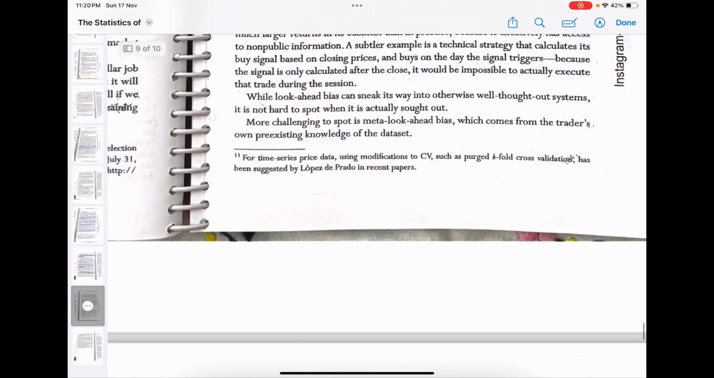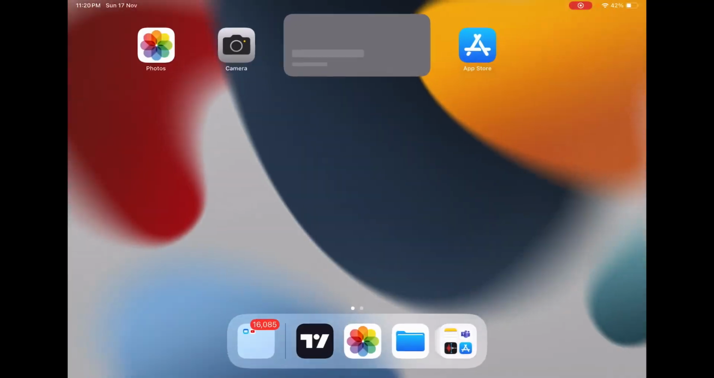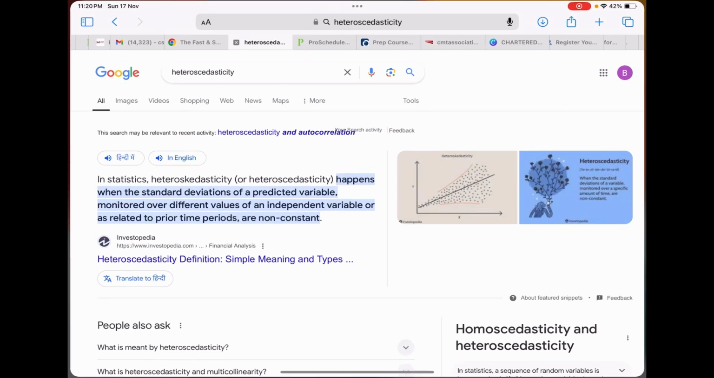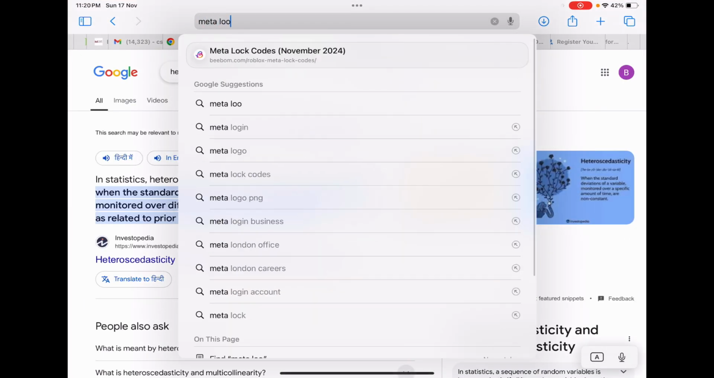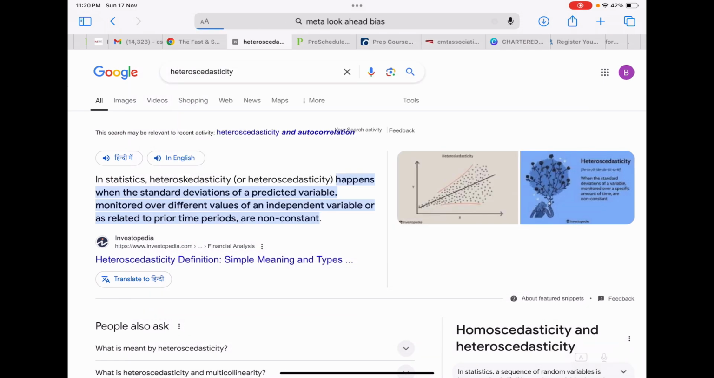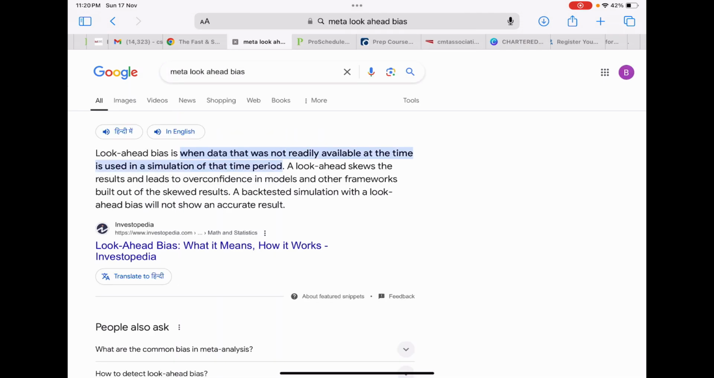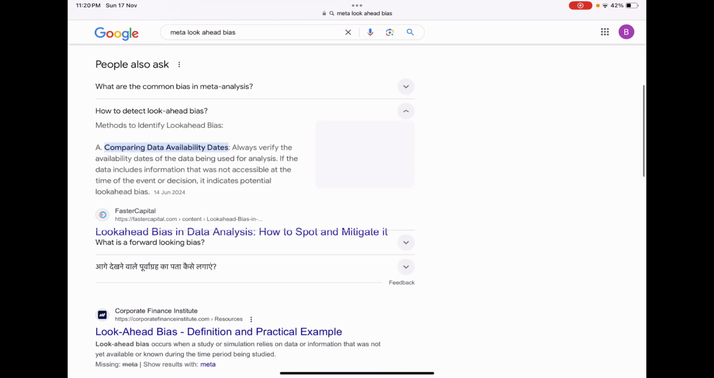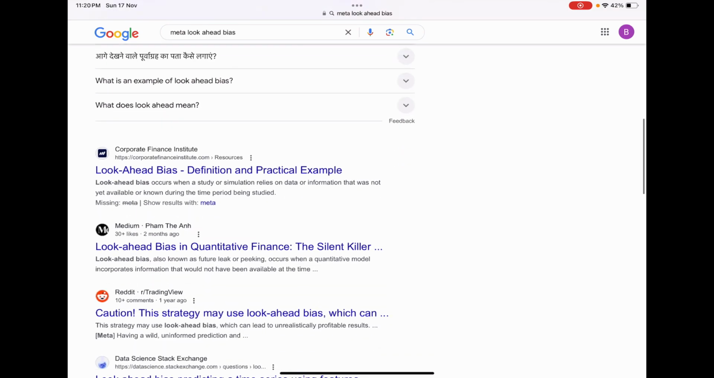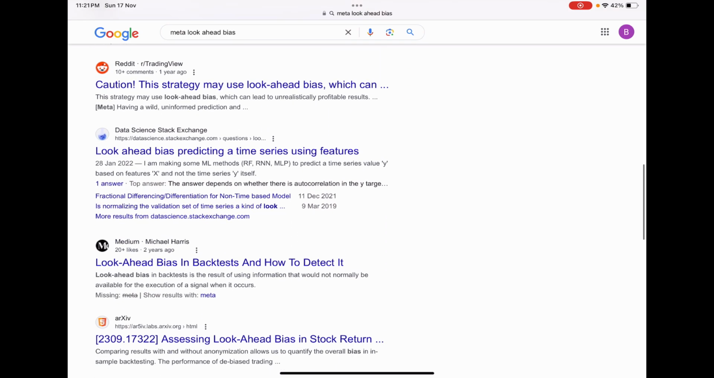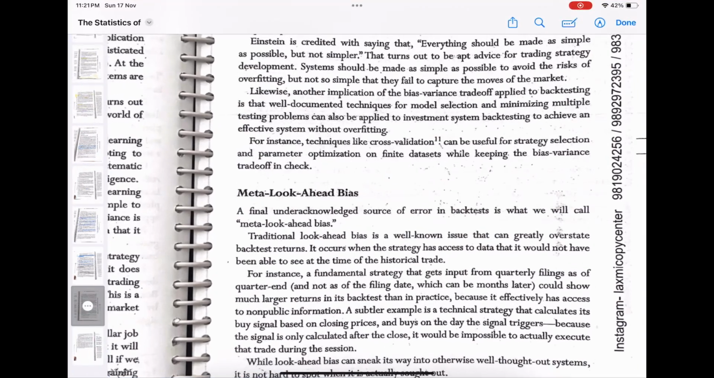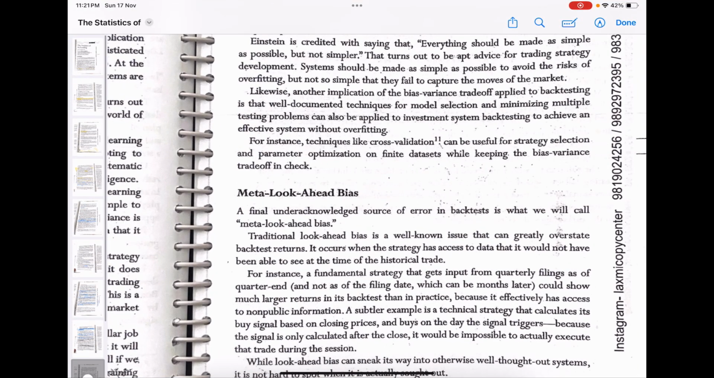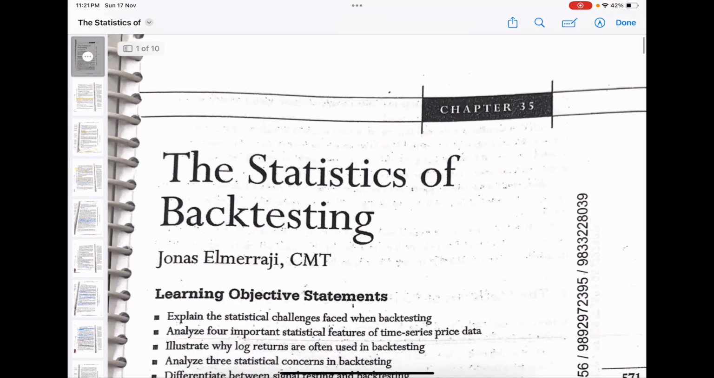Alright, so that is our meta look ahead bias. And again, for better understanding, you can also read up on what meta look ahead bias is. So that's it with this chapter. We are done with this chapter.